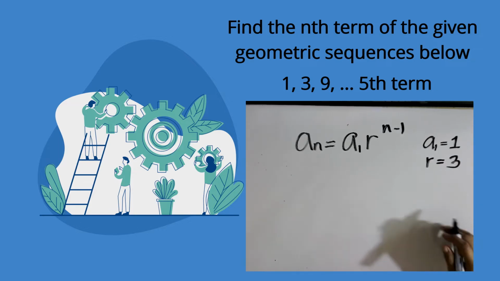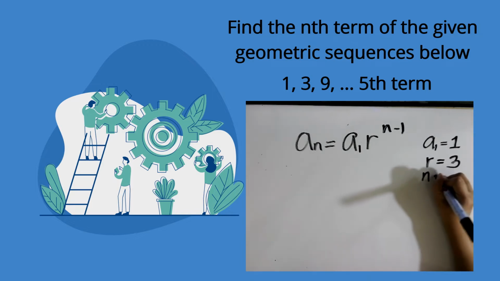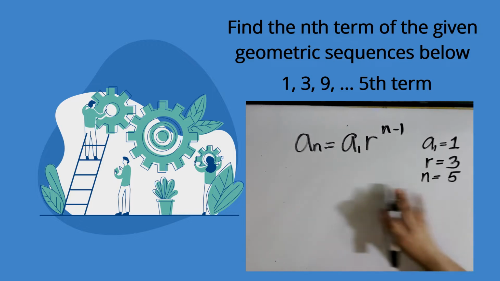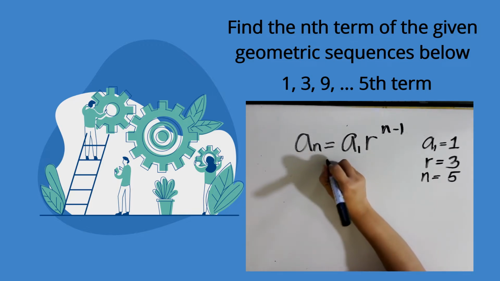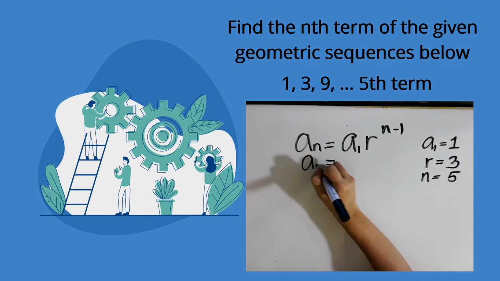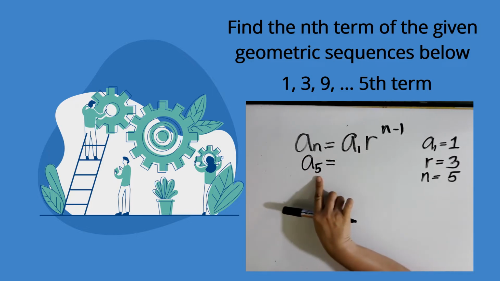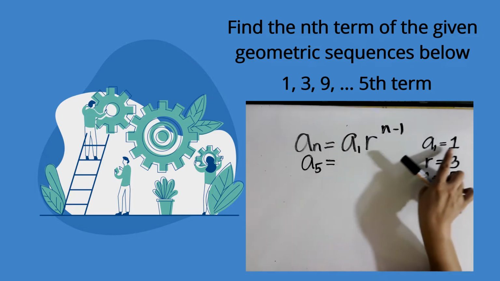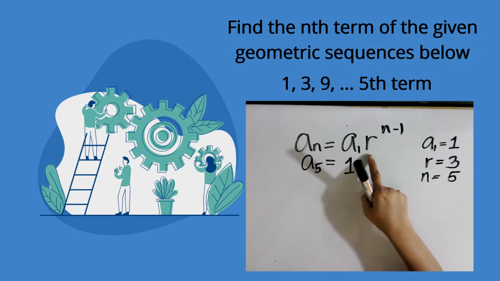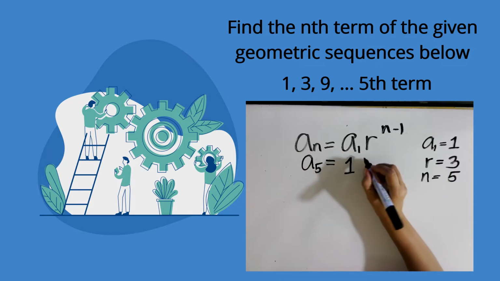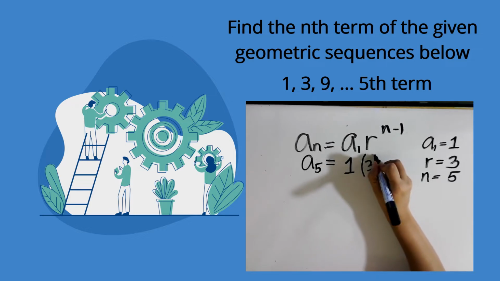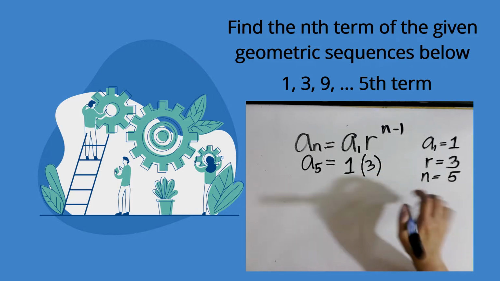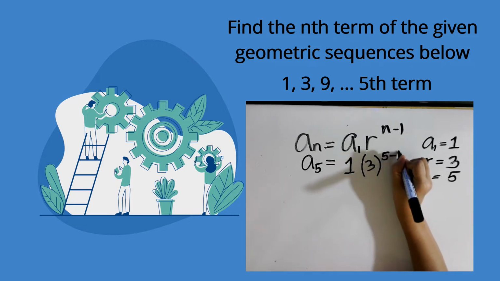Now, since we are looking for the fifth term, the value of our n is 5. We can now substitute these values to the given formula. So, we are to find the fifth term or the a sub 5. And then, substitute the value of the first term, which is 1. And then, our common ratio is 3. Ayan. So, ilalagay natin sa loob ng parentheses. Raised to n minus 1. Our n is 5. So, raised to 5 minus 1.